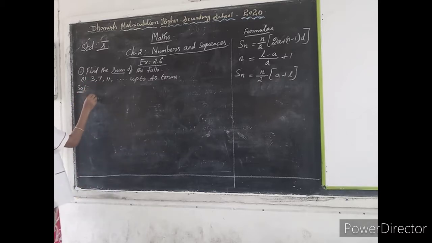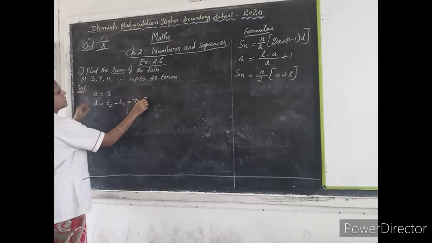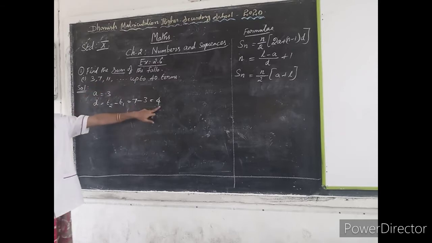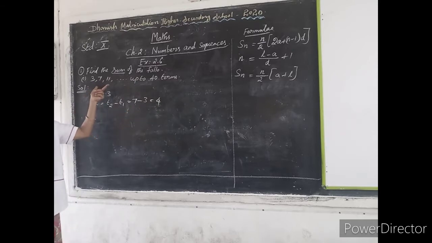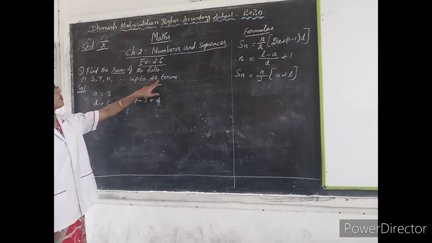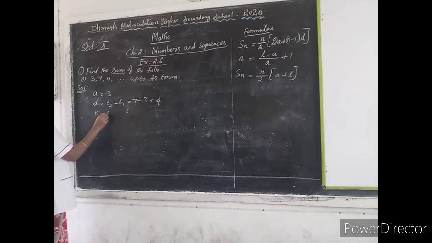So first term is what? A. So A is equal to 3. D is the common difference. T2 minus T1: T2 is 7, minus 3, is equal to 4. So here the common difference, 11 minus 7, that is also 4. So here a common difference is present. Therefore, this given sequence is an arithmetic sequence. Here up to 40 terms means what? This is n. So n is equal to 40.